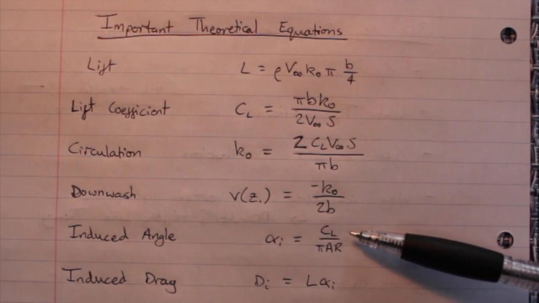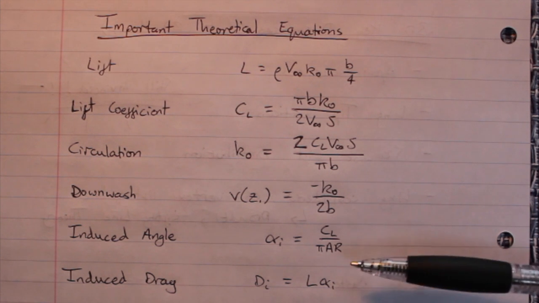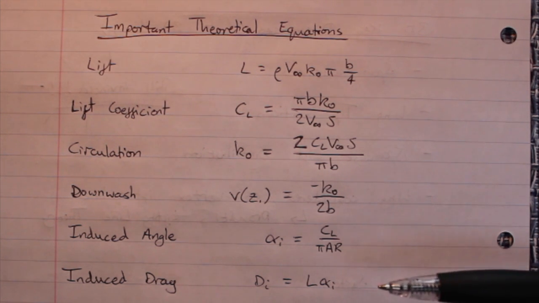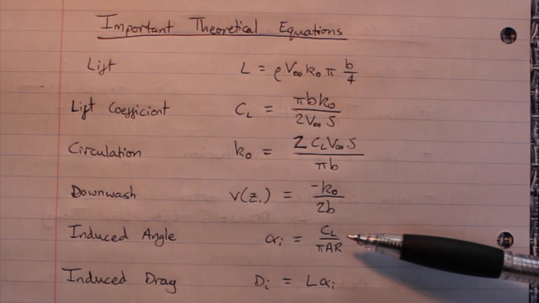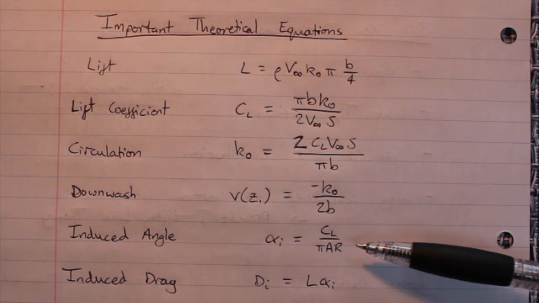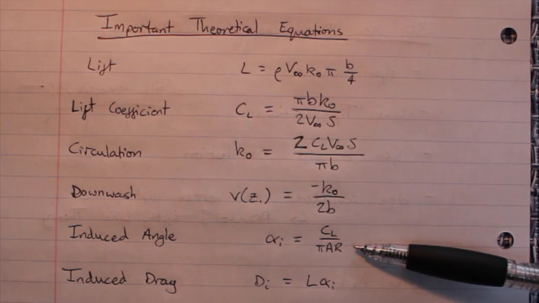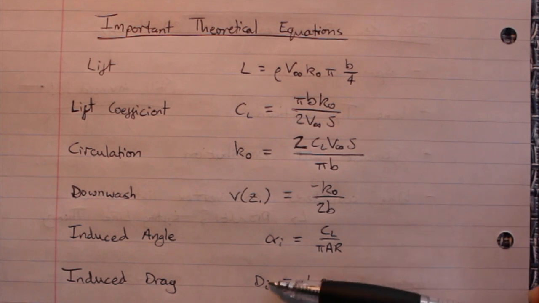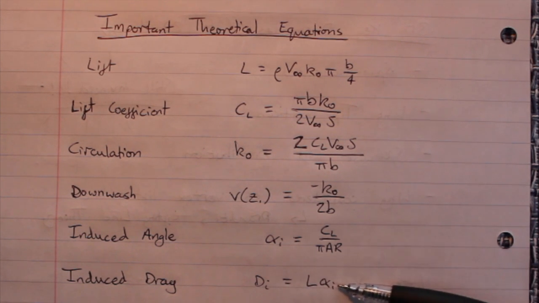We've then got the induced angle. This is the angle which is essentially the angle of attack is reduced by due to induced drag being generated. And this is equal to the coefficient of lift of the wing divided by pi times the aspect ratio, which is a function of the span of the wing and the chord depth. Then we've got induced drag here, which shows how the induced drag is equal to the induced angle we've just calculated here and the overall lift generated by the aircraft.